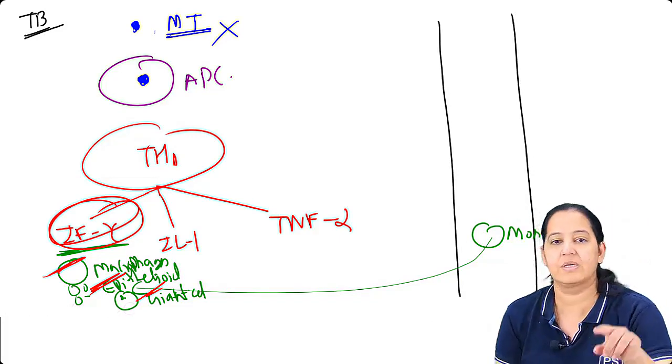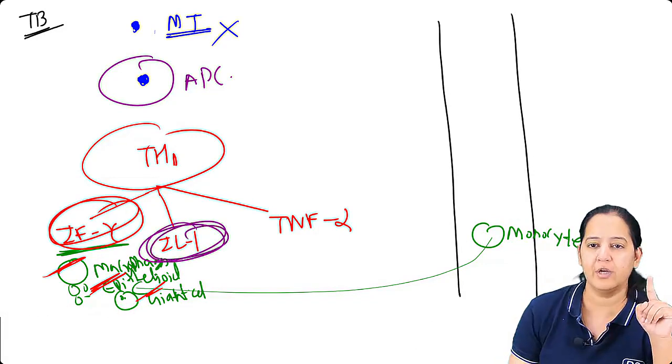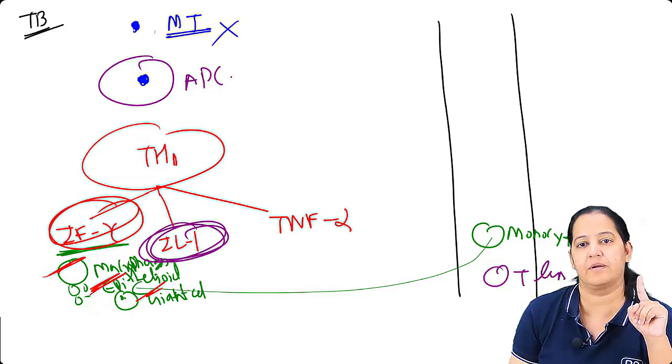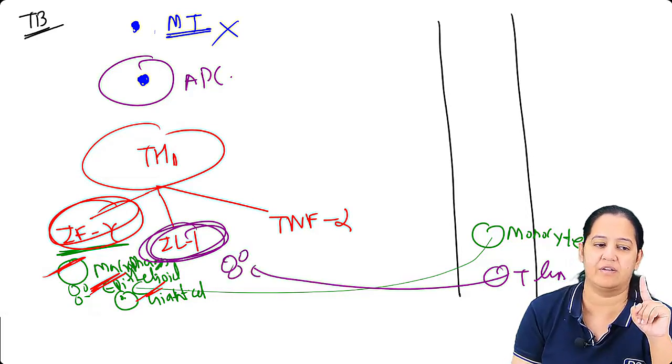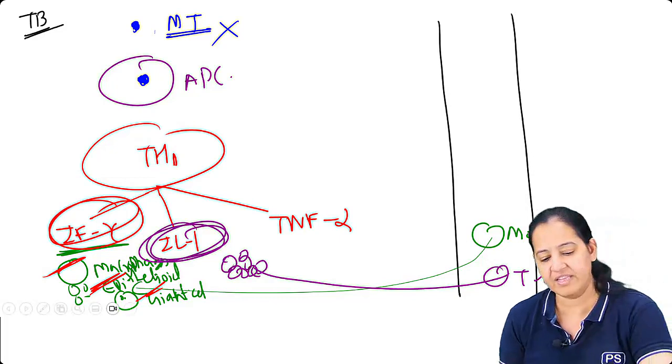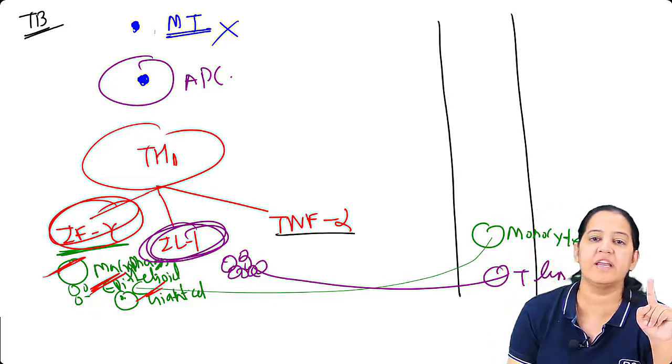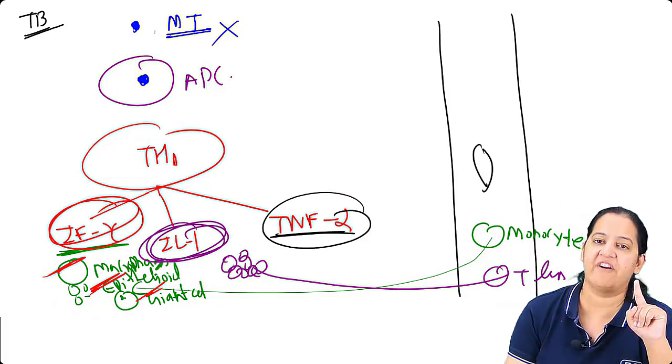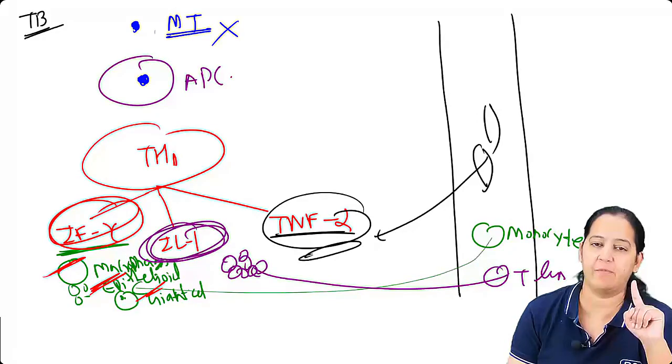Who is the next? The next is interleukin 1. Interleukin 1 will take T lymphocytes out of the blood and accumulate them here. And finally, the last one, TNF alpha. TNF alpha will take the fibroblast out of the blood and the fibroblast will get accumulated.